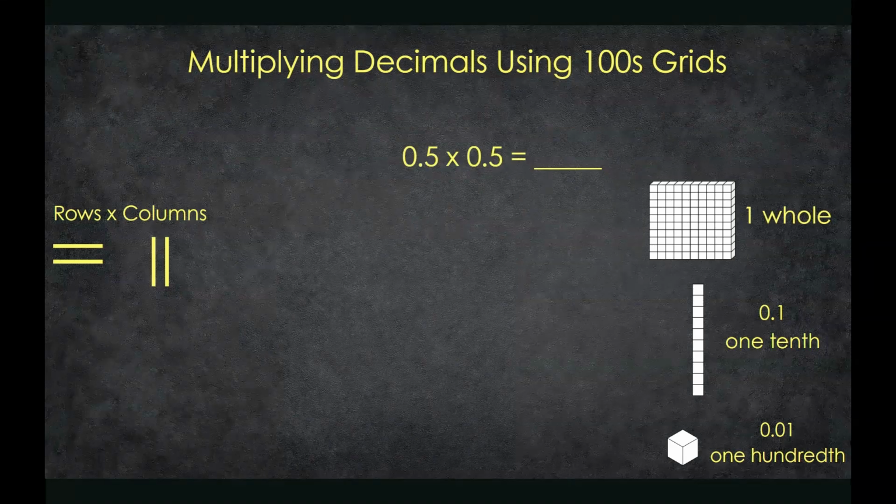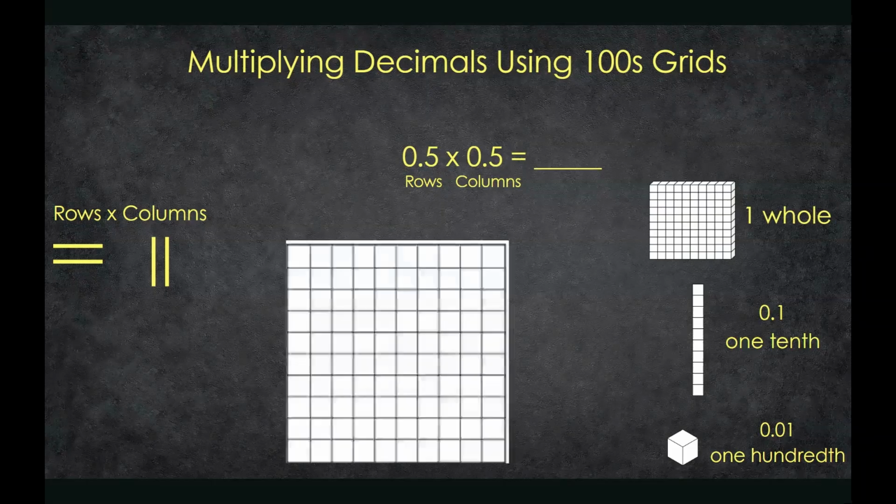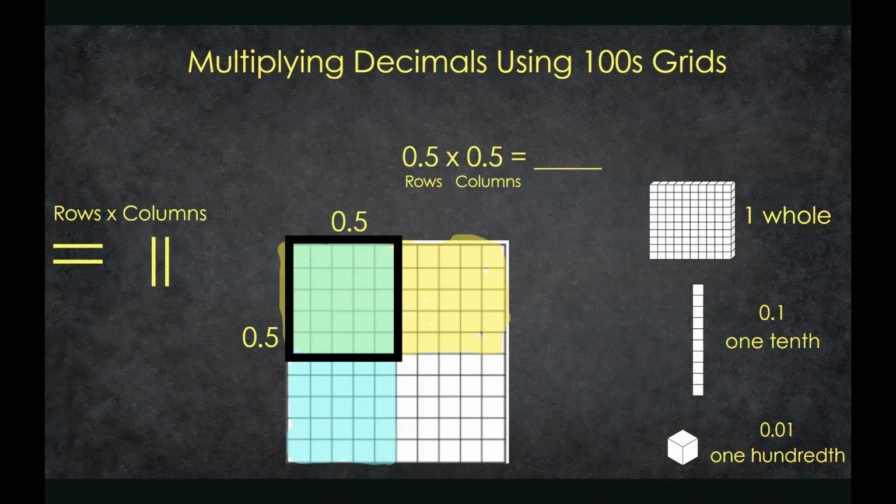5/10 times 5/10. The first group of 5/10 are going to represent my rows left to right, and the second group of 5/10 is going to represent my columns vertically up and down. Here's my 5/10 on the left, my 5/10 on top. So I want to shade in one color on my grid, 5/10 for the rows, and I'm going to shade in 5/10 for the columns. And then I'm going to be focusing on where the two colors overlap, where that rectangle is, right there. That is going to be the answer to my multiplication problem.